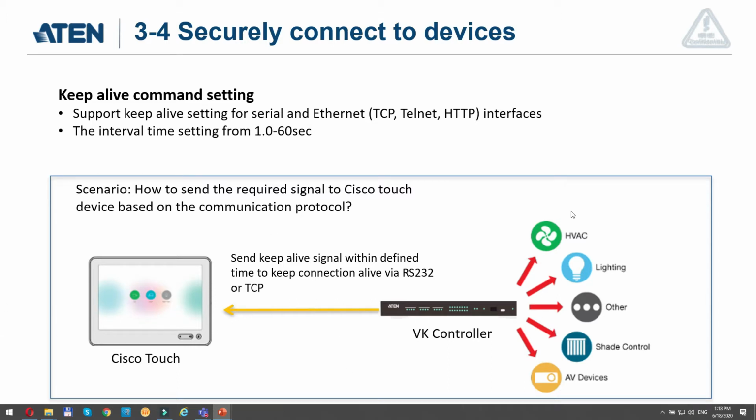Now, the problem is that these have various protocols, and those need to be added in one equipment. And this is our VK controller. You can connect the VK controller to the Cisco Touch, and then you can connect our VK controller to the devices. You can configure the intelligence, how these devices should behave, and then you will just wait for the command to be received from Cisco Touch. So we can integrate with other vendors as well.